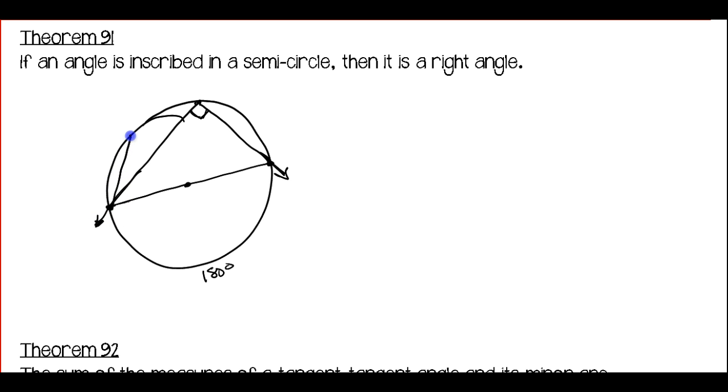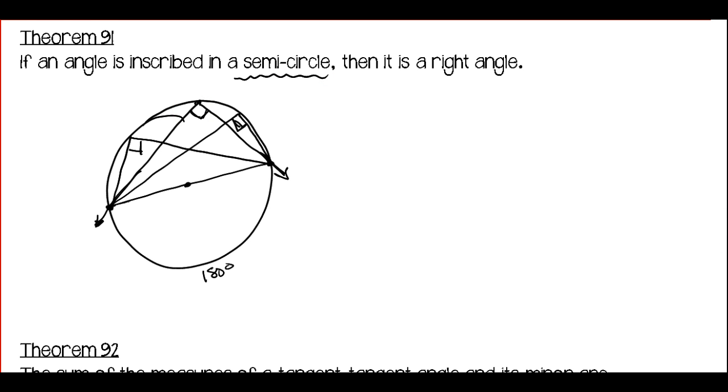Really I could draw any angle in this top half of the circle. It would work in the bottom half also, and it would be a right angle. So there's a right angle. Here's another inscribed angle that is inscribed in the semicircle, so that would also be a right angle. This is going to be a useful property for us to keep in mind. If you see that an angle is inscribed in a semicircle, you know it's got to be a right angle.